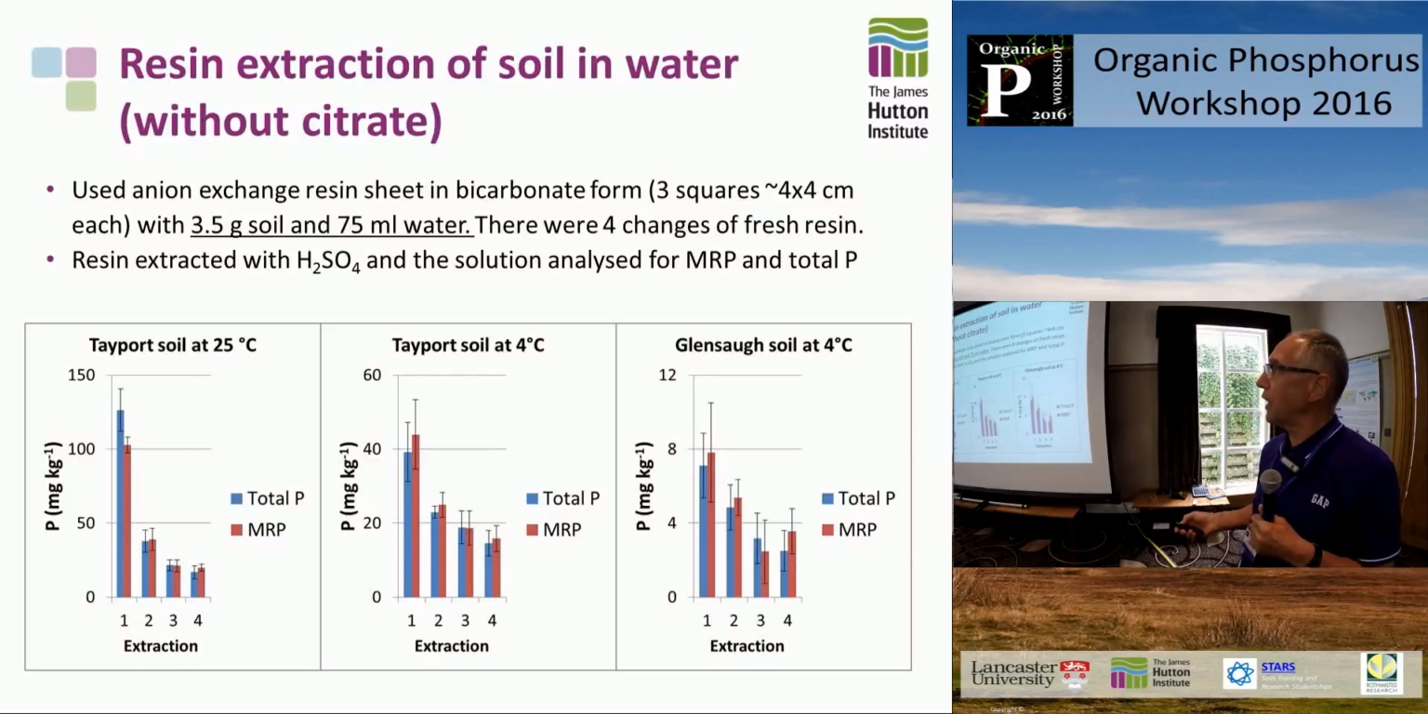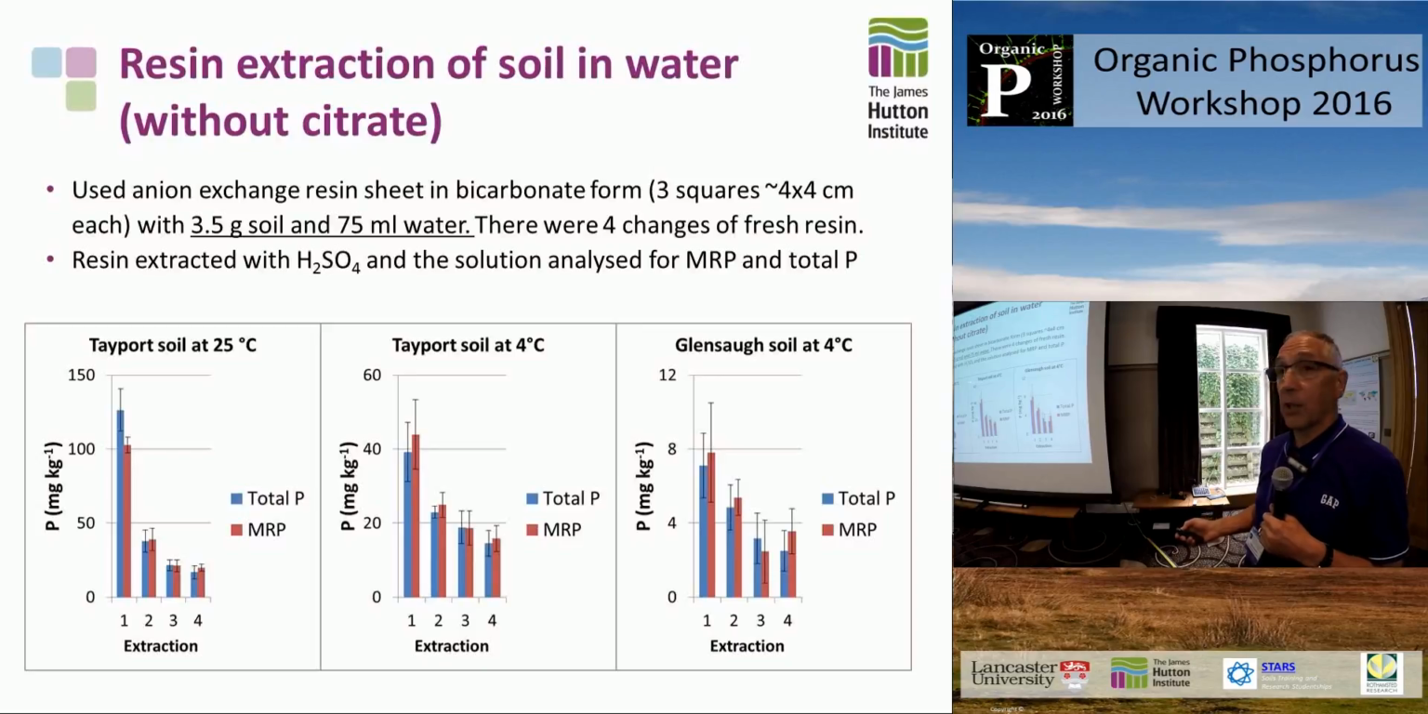Well, this is for the Tapeworm soil at 25 degrees here. This is the first depletion. The blue one is the total P, and the other one is molybdate reactive P. And there's maybe an indication here that in the first go, we're actually taking out some organic P on the resin. But then we see this kind of exponential decay, and it looks like we're not removing organic P here.